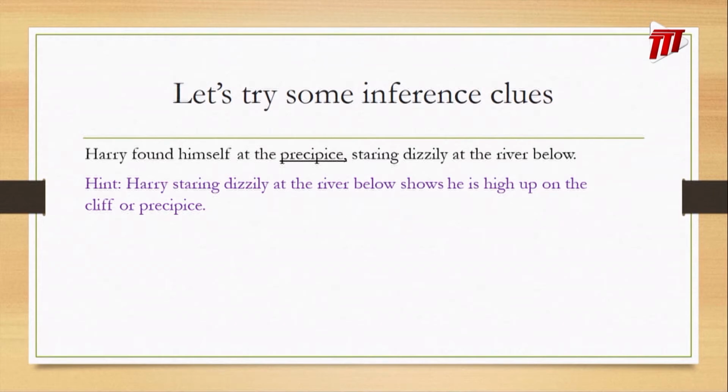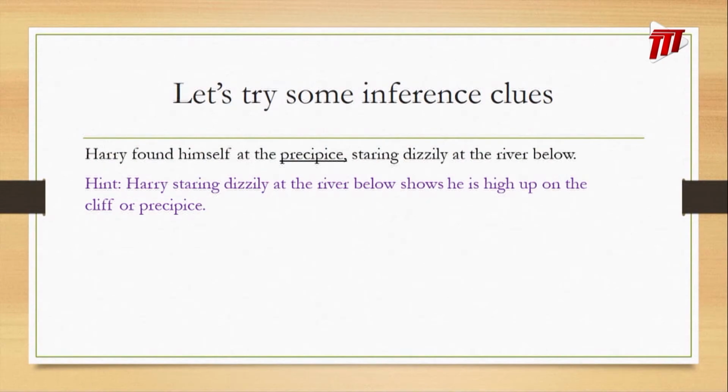Let's try some inference clues. Harry found himself at the precipice, staring dizzily at the river below. Let's look at this sentence carefully. Harry is somewhere, he's at a precipice, and we want to know what the meaning of precipice is. We are not clear on what the meaning might be, but we have some clues that might help us.